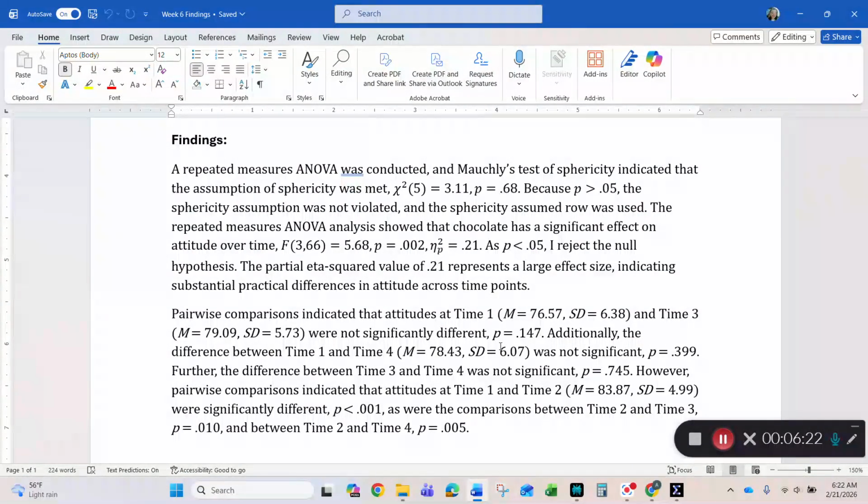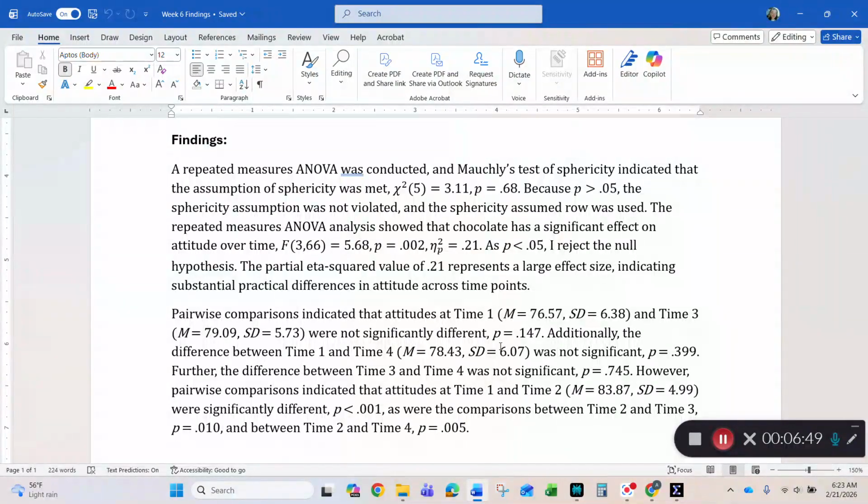Further, the difference between time 3 and time 4 was not significant. P equals 0.745. However, pairwise comparisons indicated that attitudes at time 1 and time 2 means 83.87, standard deviation 4.99 were significantly different. P equals less than 0.001, as were comparisons between time 2 and time 3, P equals 0.010, and between time 2 and time 4, P equals 0.005.